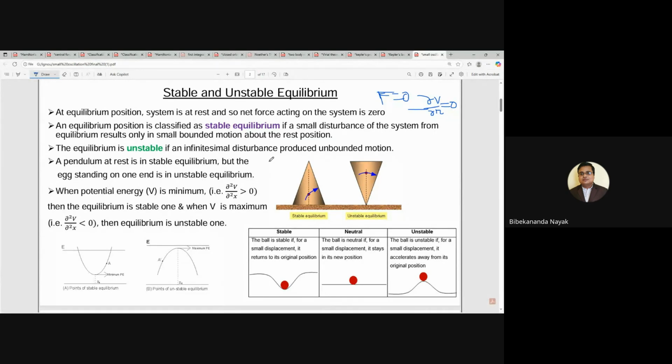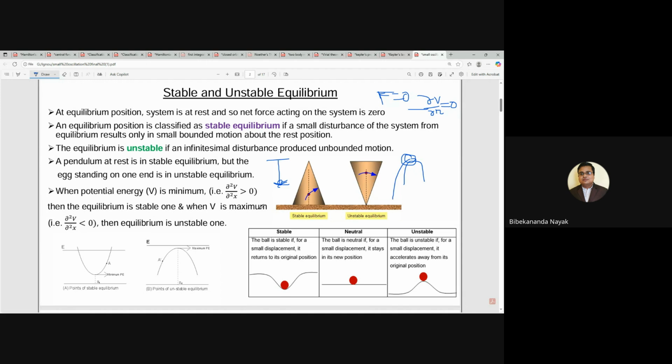Suppose a simple harmonic oscillator is at rest and slightly disturbed. Here the potential is actually zero, so when slightly disturbed it executes simple harmonic motion. Suppose a stone is on a mountain; you slightly disturb it, it will fall down and cannot come back to its original position again. It is unstable equilibrium. So for stable equilibrium, V is minimum.